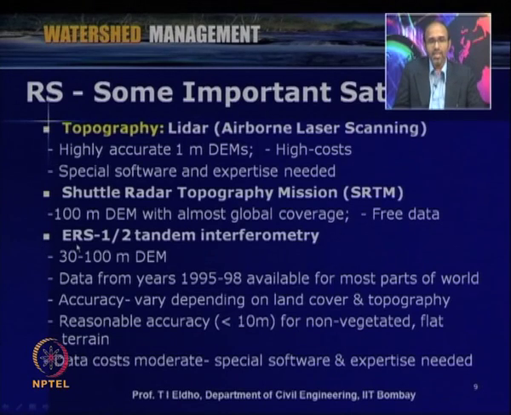And another series of satellites is called ERS 1 by 2 tandem interferometry. Here the resolution is somewhat higher, and a 30 to 100 meter detailed elevation model can be obtained from this. The data is from the years 1995 to 98, available for most parts of the world. Accuracy varies depending on land cover and topography, and reasonable accuracy, even less than 10 meter, can be obtained for non-vegetated or flat terrain. The data cost is moderate, so the cost is less, and special software and expertise are needed to process the ERS satellite data.